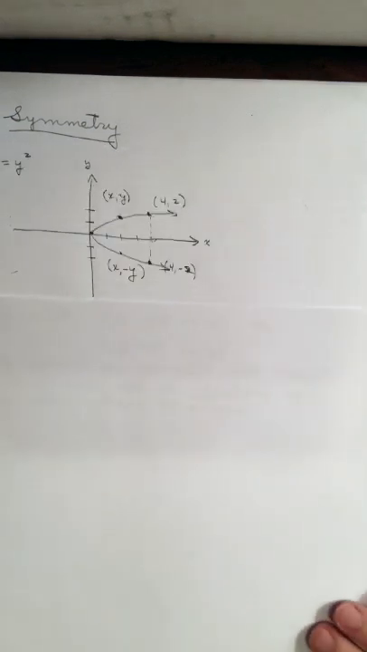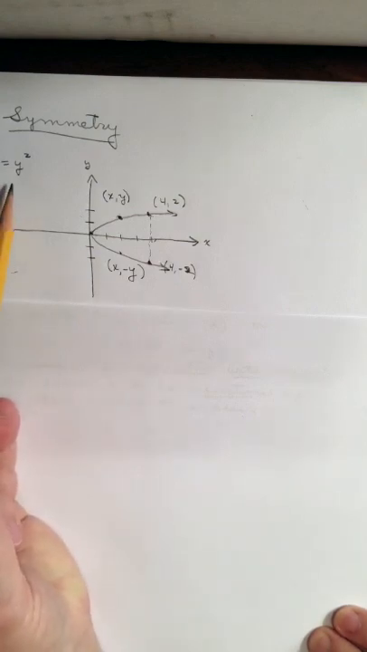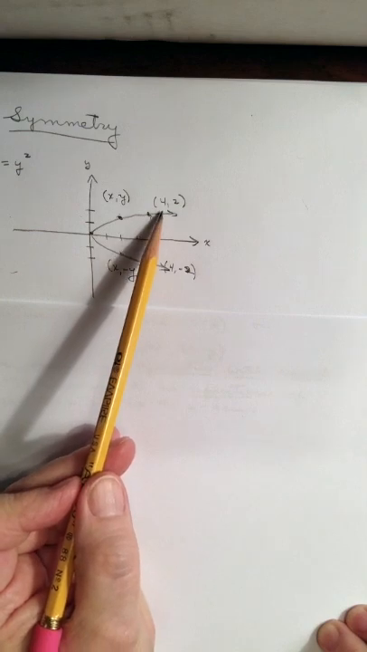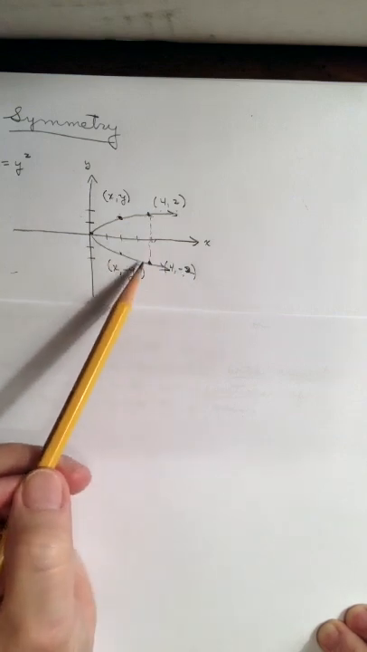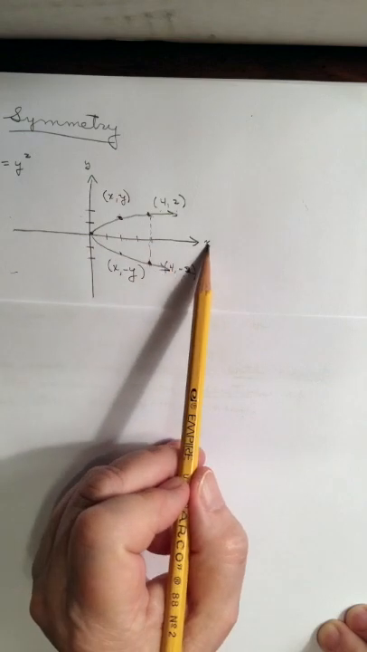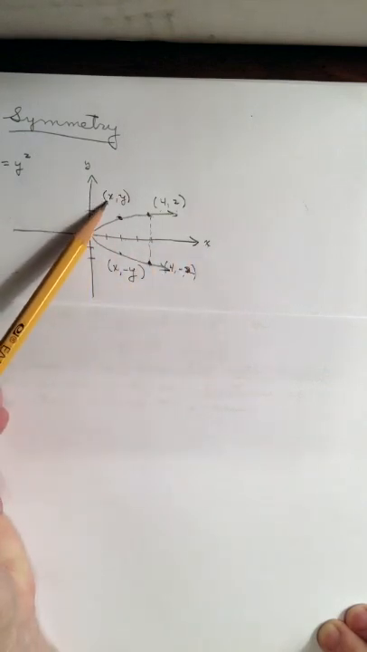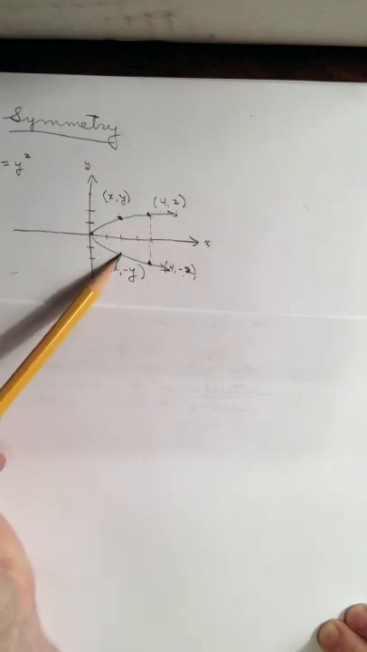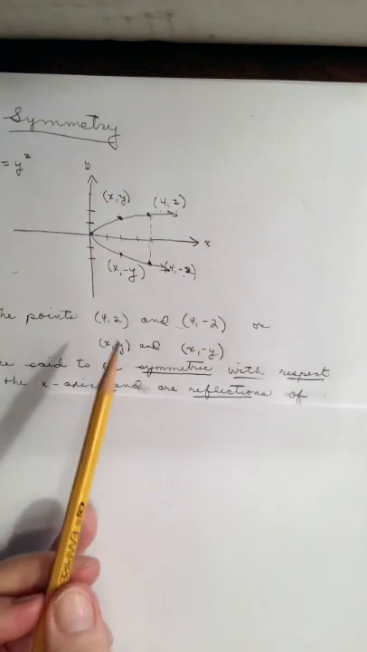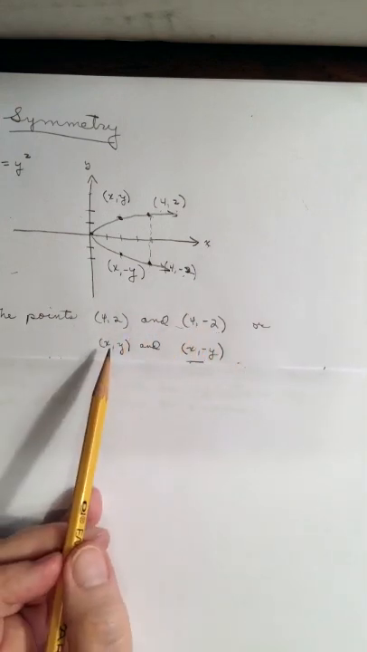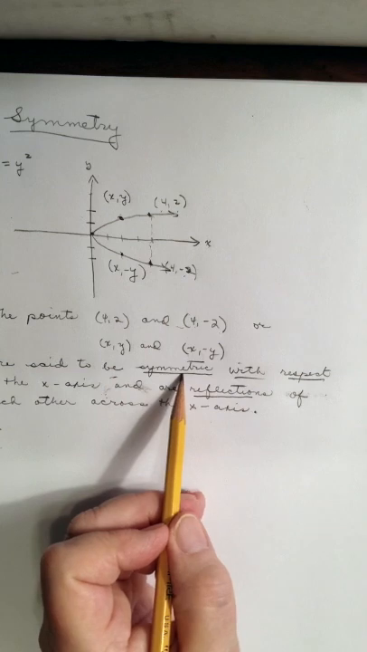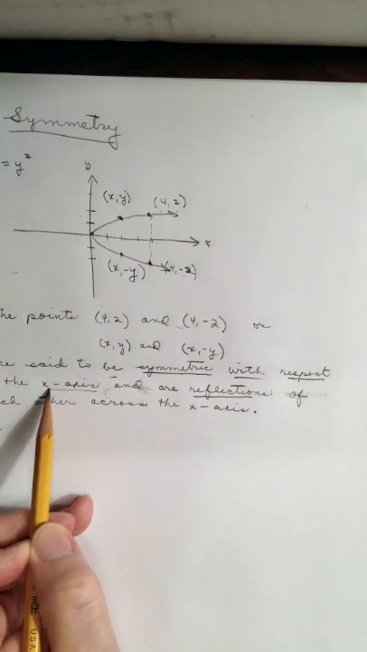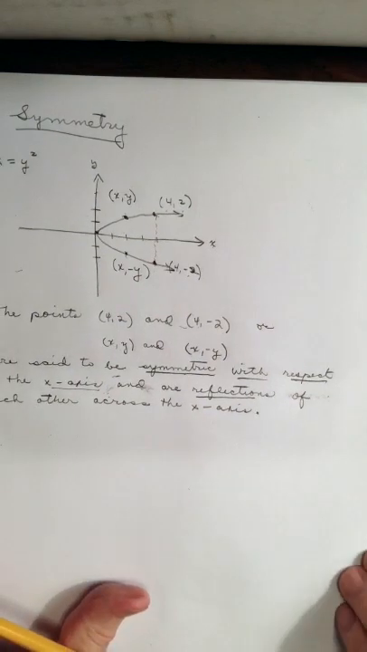The first thing we want to look at is the graph of x equals y squared. If we compare the point (4, 2) and (4, -2), we see these are reflections of each other across the x-axis. For any point (x, y), the point (x, -y) would be a reflection across the x-axis. So the points (x, y) and (x, -y) are said to be symmetric with respect to the x-axis and are reflections of each other across the x-axis.